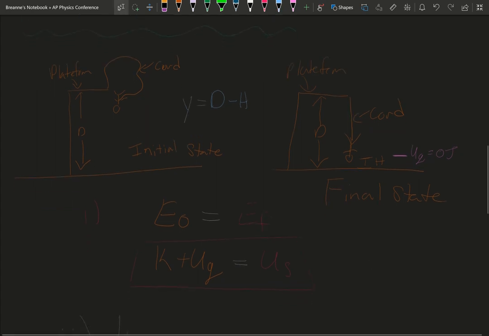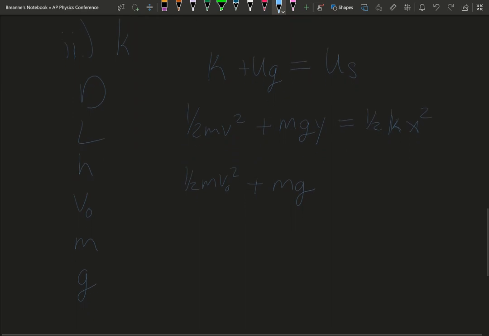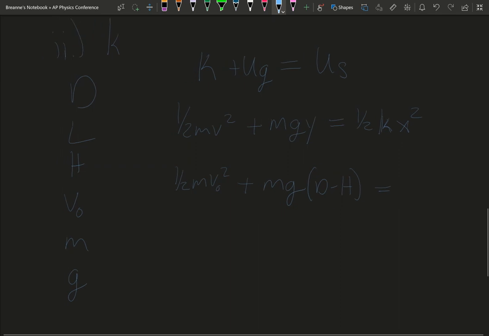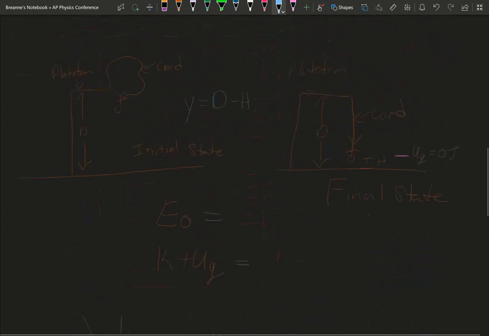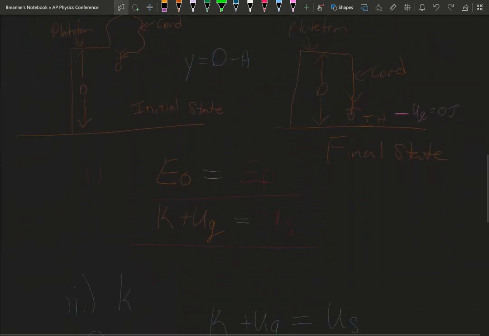D minus H, because that's how far the person actually falls. So we're just going to put D minus H there. That H should be capital H, not little h. Okay. Then equals 1/2 our spring constant. It needs to be a little k. It's so hard to draw little k's versus big K. And then our X. X, remember, is how much the cord stretched.